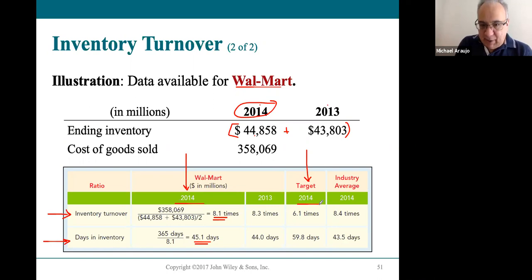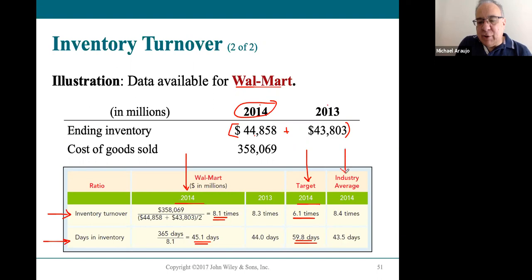Target has a good business model. They're doing quite well. But as you see here, they only sell out their stores 6 times a year. Their inventory turnover is 6.1 times per year. So basically, if you divide that into 365, they sell their store out every 60 days if you round it. So every 2 months, that store is totally sold out and restocked, every 60 days, roughly.